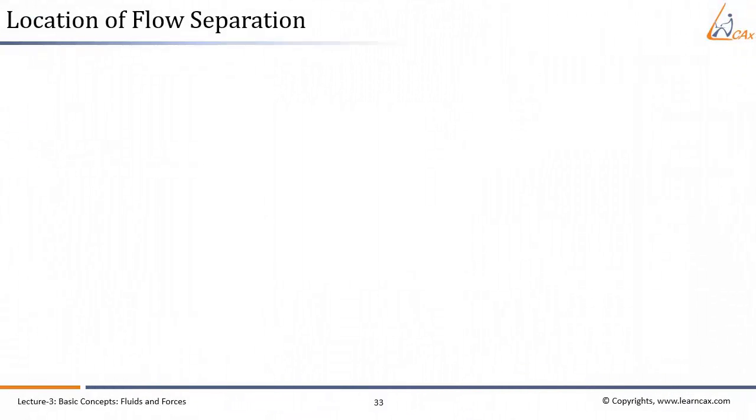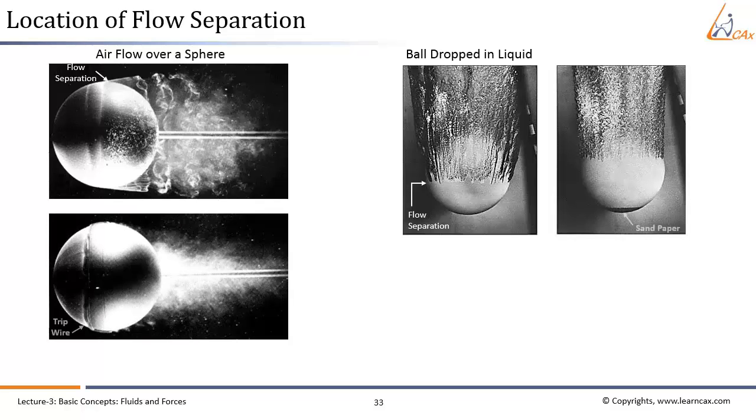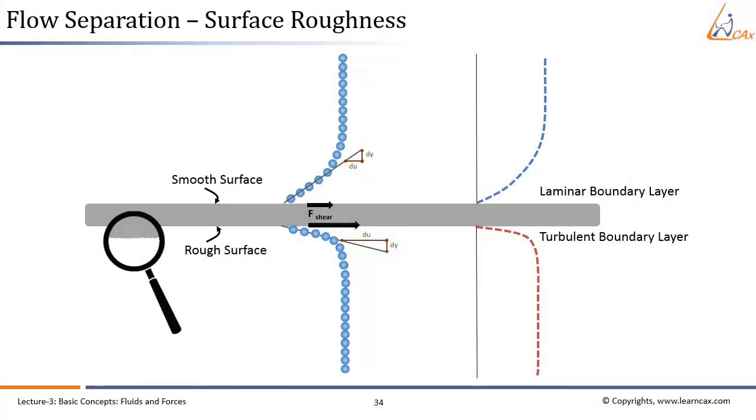It is usually difficult to predict the location of flow separation unless there are sharp or abrupt changes in the shape of the solid surface. The location of the separation point depends on several factors such as the Reynolds number, shape and orientation of the body, the surface roughness, and the free stream velocity fluctuations. Yes, you heard it correct. The surface roughness affects the location of flow separation. In fact, it delays the flow separation and thus reduces the low pressure region behind the body. Let us see how the surface roughness manages to delay the flow separation.